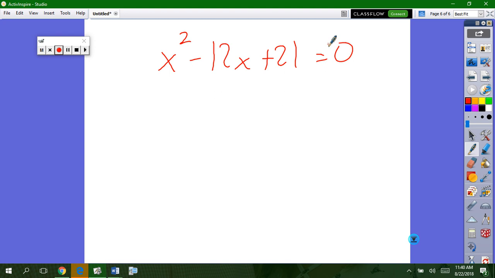First off, factors of 21 that give me a 12, there's nothing that does that. Okay. So, what if we didn't want to complete the square? We're going to do the quadratic formula.